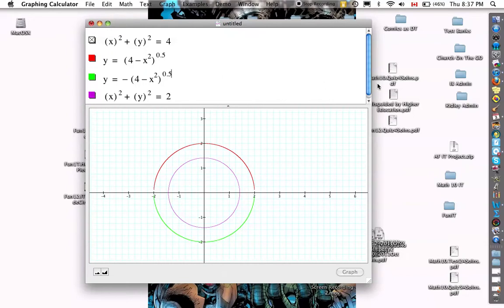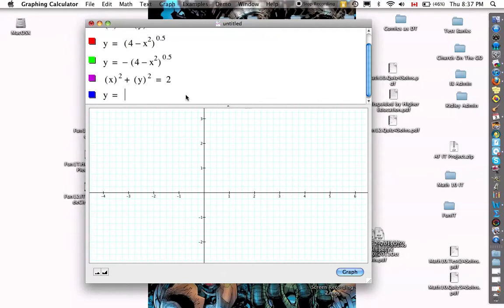Now I have to do that with this other one. So if I solve this for y, I get y equals square root of 2 minus x squared. So exponent 1/2 is the square root. Okay, and that gives me that top half. Now to get the bottom half, I stick a negative sign in front.